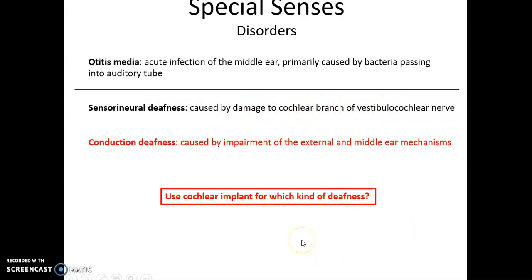Now there's this device called the cochlear implant, which is able to bypass conduction deafness. So it's able to send a signal directly to the nerves in the ear, nerves within the spiral organ, so that the person can hear again. But again, this only works if it's conduction deafness, if it's damage to external or middle ear mechanisms. You must have a functional sensory nerve for it to work.